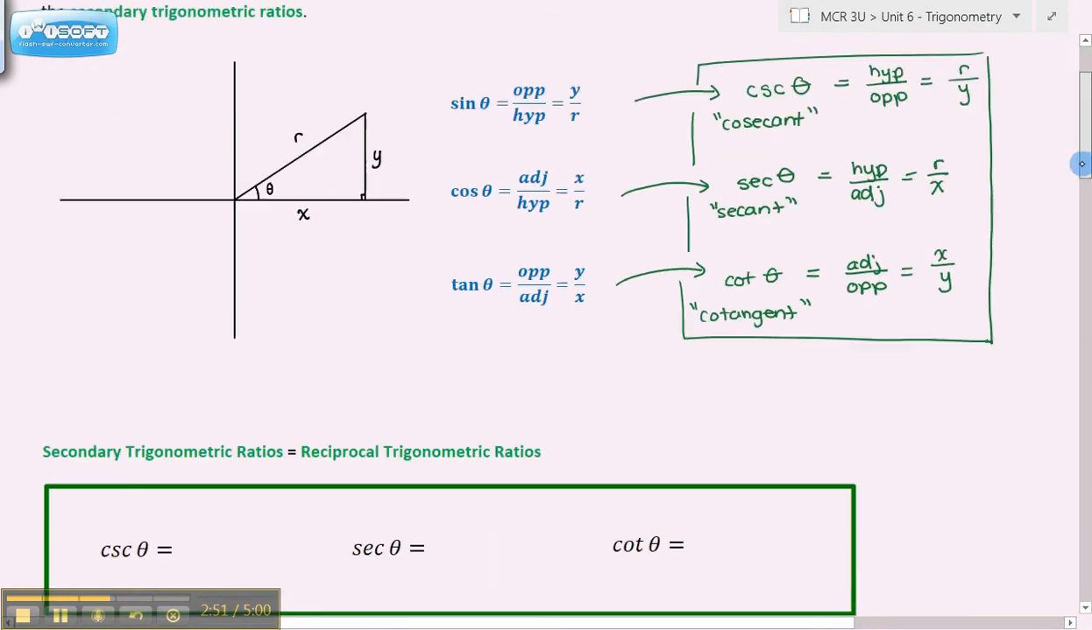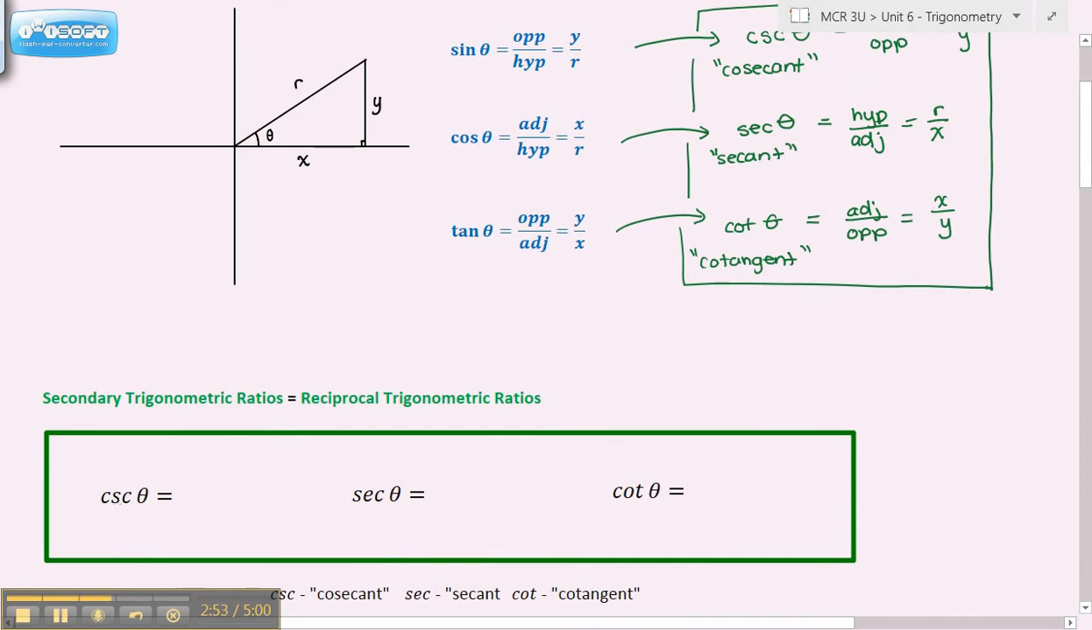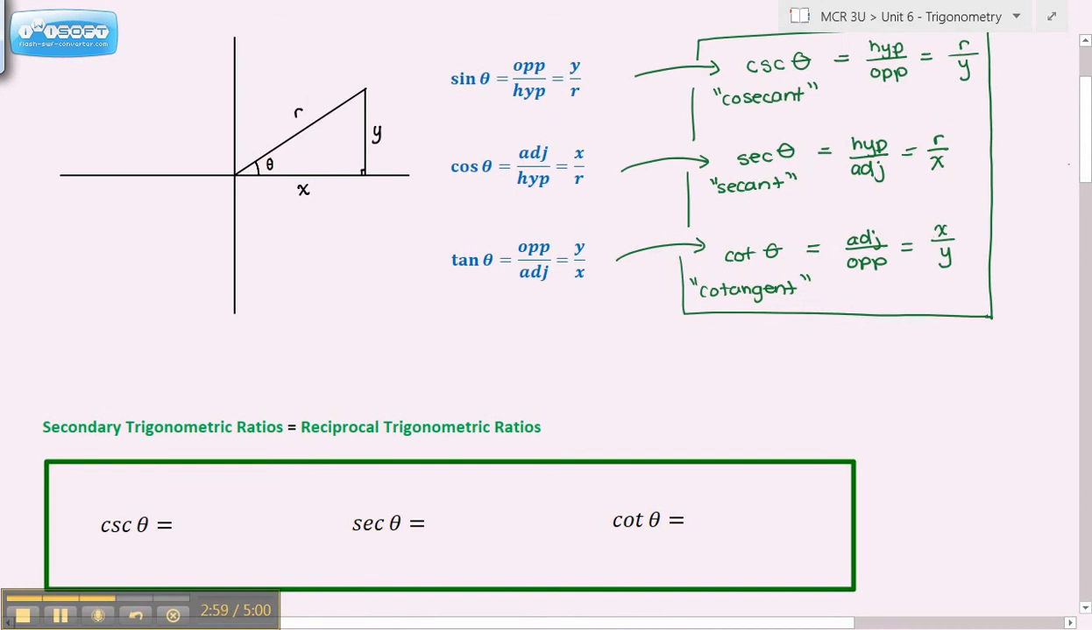So if you were to write out, you can think of cosecant theta as the reciprocal of sine, so the reciprocal of sine of theta. Secant theta is the reciprocal of cos theta. And cotangent is the reciprocal of tan theta.